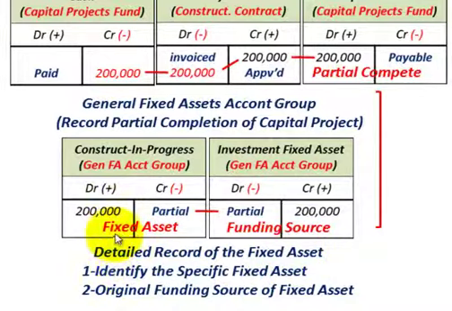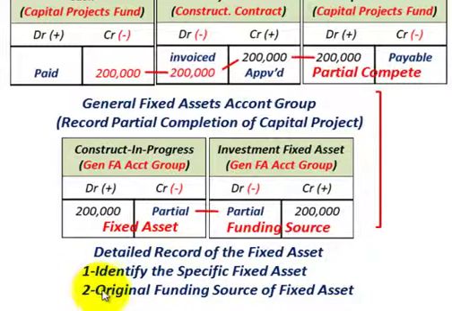So the first thing we had to do, we have to identify the specific fixed asset, and we do that through our construction in progress. It really isn't a building yet, it's just some construction in progress, so we have to title it construction in progress. Once it gets to be finished, then we'd move it out into the building asset account. But for the interim, while we're making the construction, we keep it under this account, construction in progress.